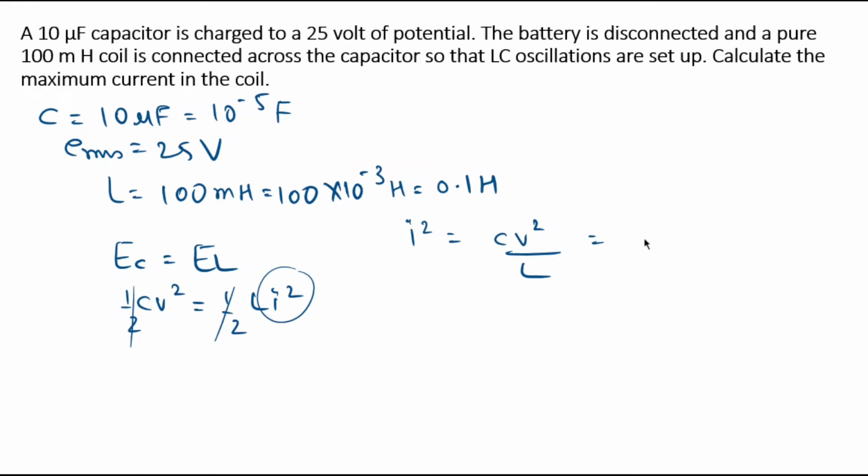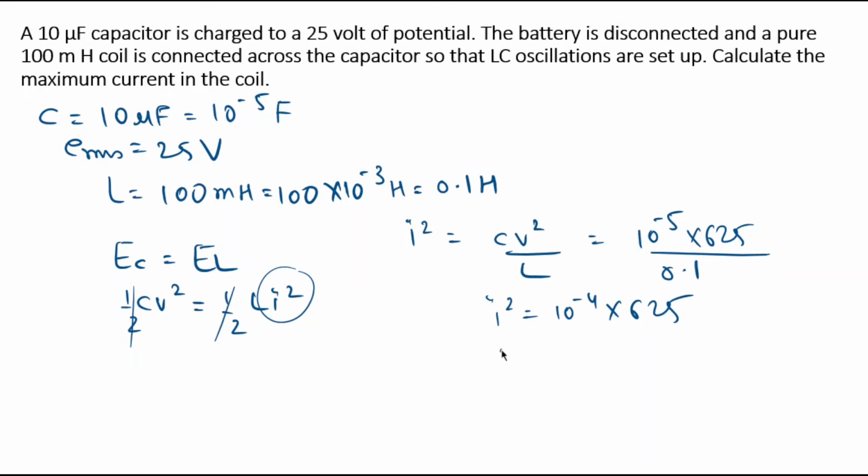So we know C is given as 10 raised to minus 5. V square is nothing but the value of the battery, that is 25 volt. So 25 square is 625 divided by L. Now we know L is 0.1. So from here we can say that this 0.1 is 10 raised to minus 1, and when this goes up, this will become 10 raised to 1. So this will be 10 raised to minus 4. So I square is equal to 10 raised to minus 4 into 625.